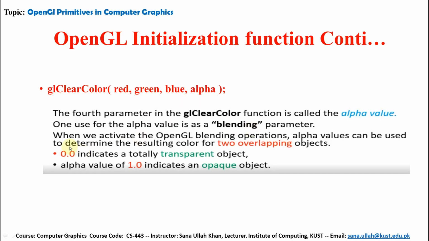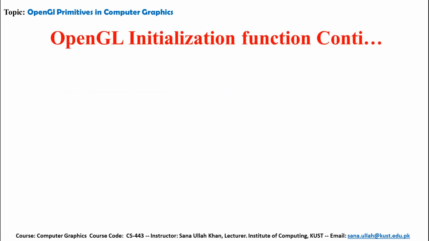So when we activate the OpenGL blending operation, the alpha value can be used to determine the resulting color for two overlapping objects. It means if it is 0, the two overlapping objects' colors are transparent. If it is 1, then it indicates opaque, meaning one object overlays the second object.